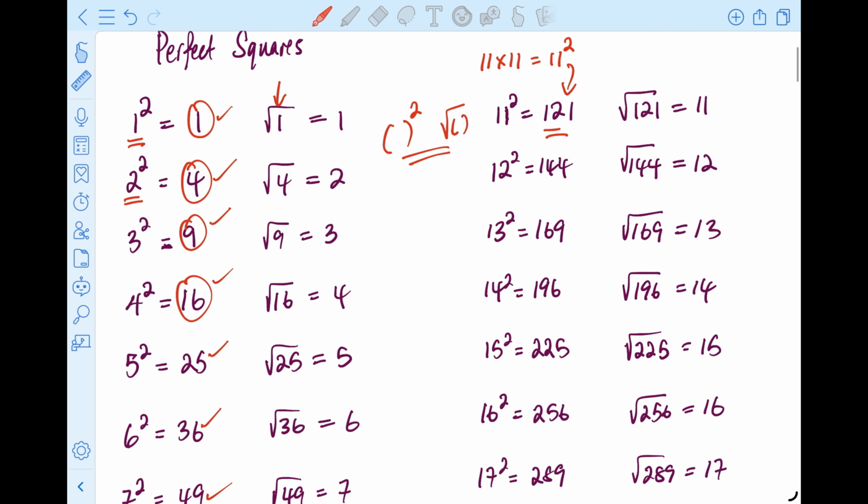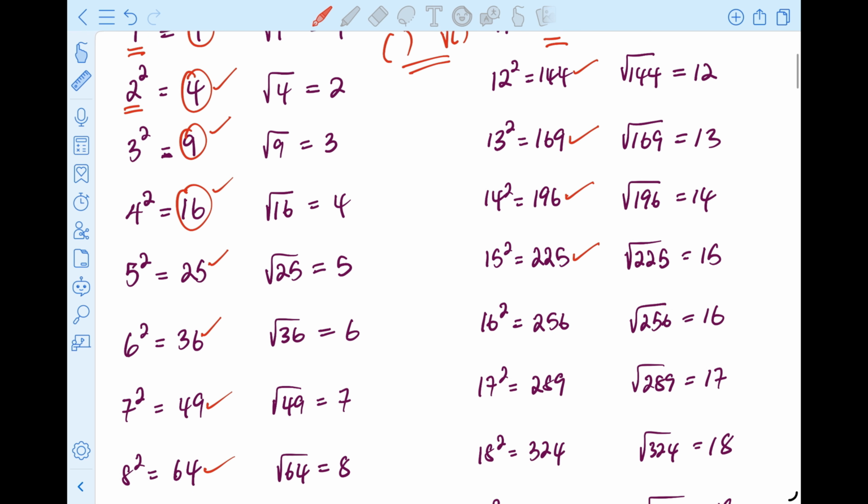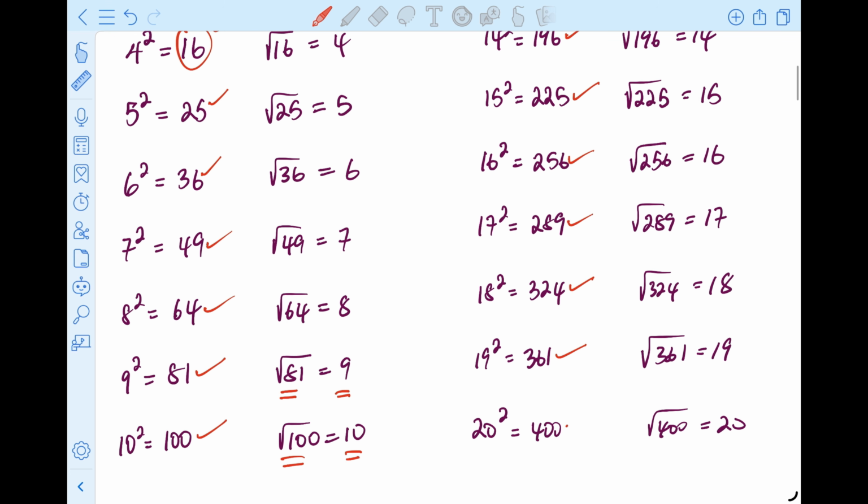The next are 121, 144, 169, 196, 225, 256, 289, 324, 361, and 400. These are your first 20 perfect squares. And the square root of the perfect squares gives us back the number that we squared.